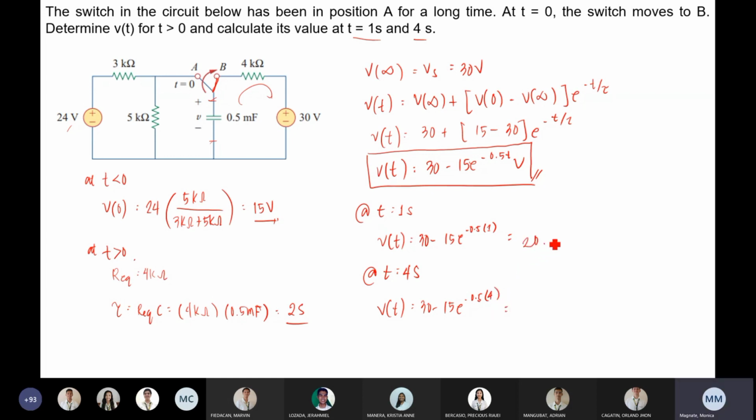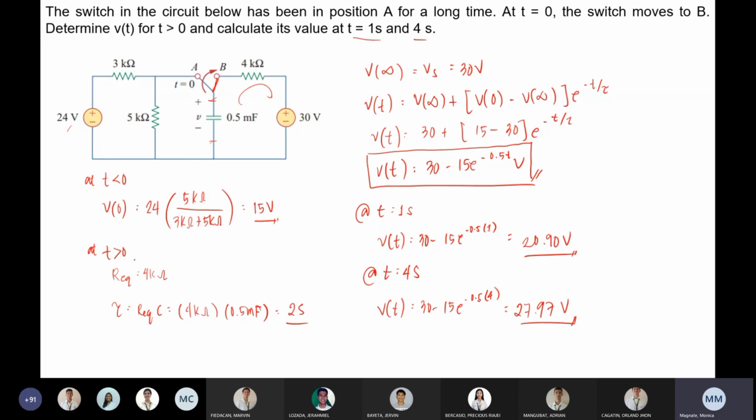20.90 po. 20.90 volts. Ito, itong at 4 seconds naman, 27.97 po. 27.97 volts. Ayan. So, ayun yung values ng v of t natin kapag time is equal to 1 second tsaka 4 seconds. Nakuha po ba? May tanong ba?